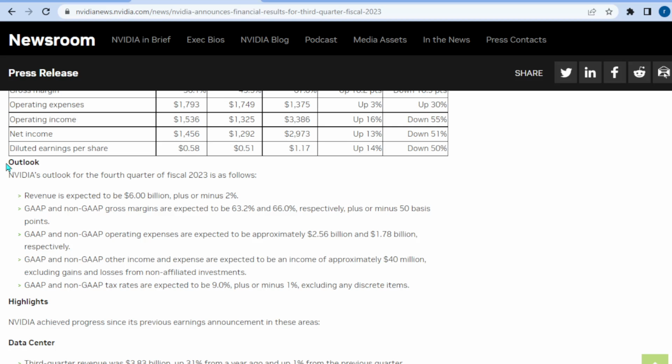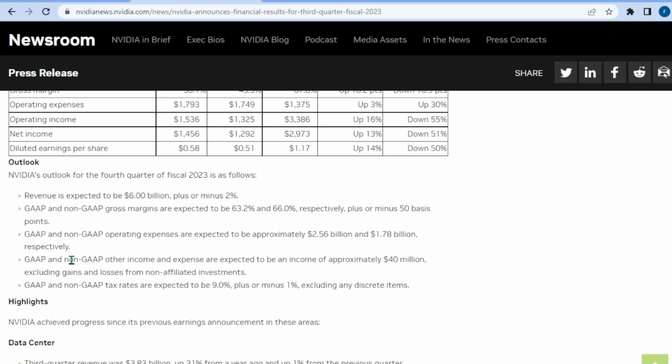Right here it says NVIDIA outlook for the fourth quarter of the fiscal year 2023 is as follows. Revenue is expected to be $6 billion. GAAP and non-GAAP gross margins are expected to be 63.2 and 66%. We want to follow GAAP because that is generally accepted accounting principles. Non-GAAP will basically just leave out certain things, like for example stock-based compensation, they might add that back in. That's just one example. Now it says GAAP and non-GAAP operating expenses are expected to be approximately $2.56 billion. That's the number we want to use.